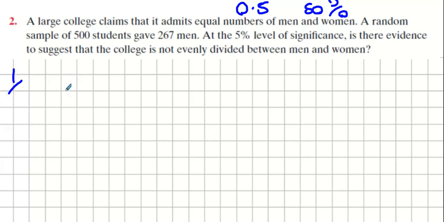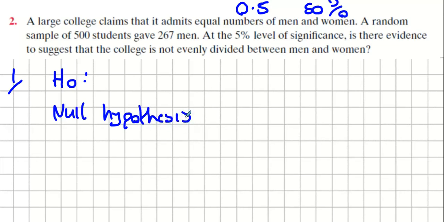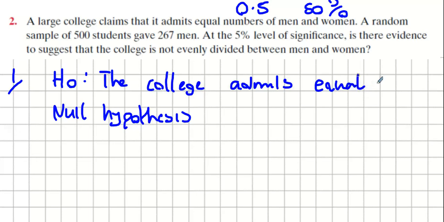Here's step 1. H0 is called the null hypothesis. Null hypothesis means accept their claim, the claim is true. So what we're going to write down? H0: the college admits equal numbers. That's what the claim is, isn't it? The college admits equal numbers is what they're claiming.